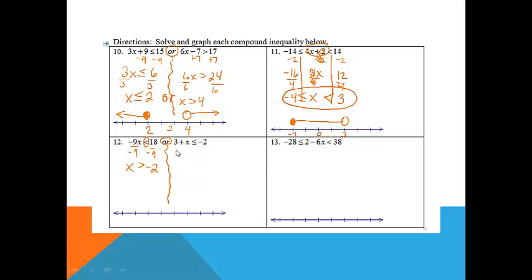And then on the second problem, to get rid of the plus 3, I'm going to do minus 3, and I'll end up getting x is less than or equal to negative 5. And I will put or back in there. So this is my solution. Now I'm ready to graph it.